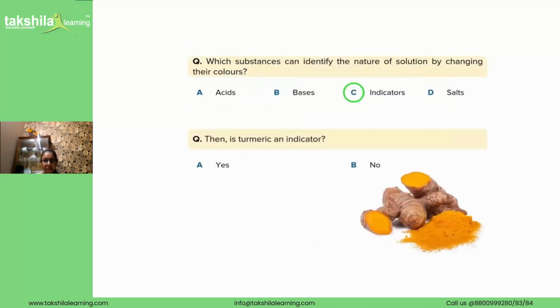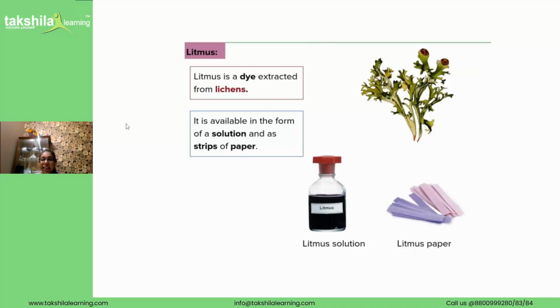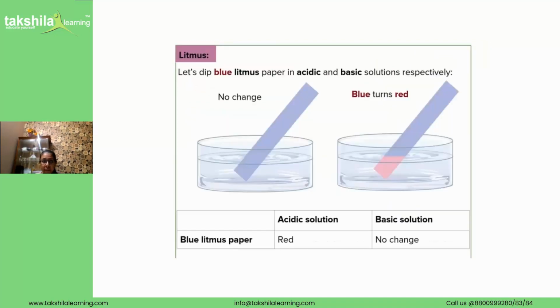Now we come to the second natural indicator, which is litmus. Litmus is a dye which is extracted from lichens and it is available in the form of strips of paper and also solution. But we mostly use litmus paper in our labs to test whether a solution is acidic or basic. Now I told you that litmus is of two kinds, blue and red. So when we dip blue litmus paper into an acidic solution, it will turn red. And when we put it into a basic solution, it will not have any change.